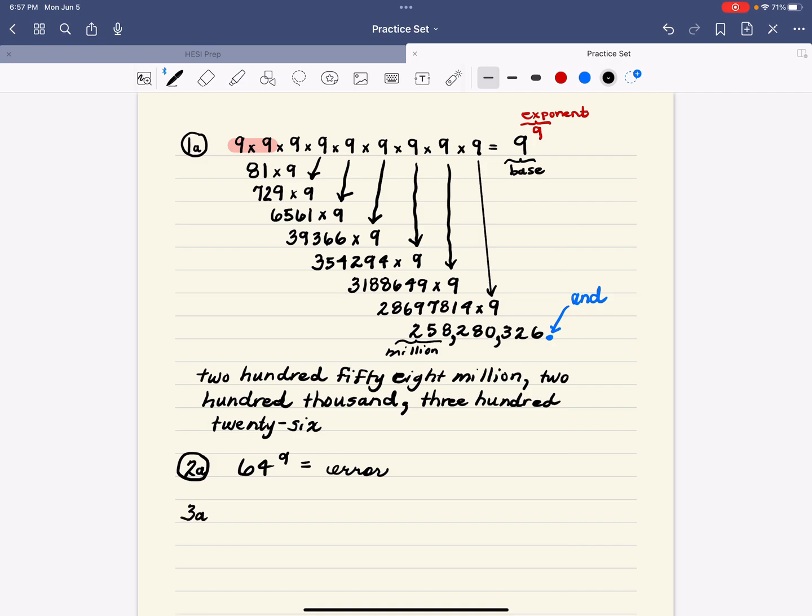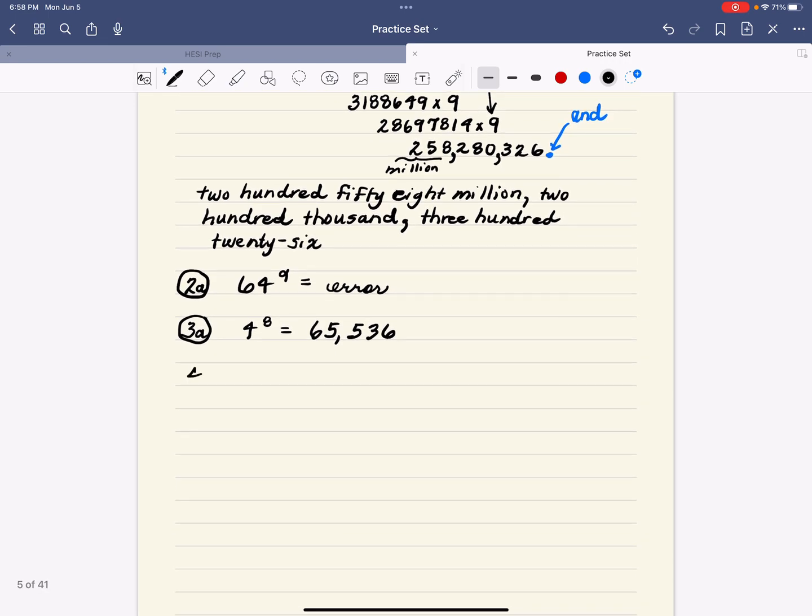Okay, so 3A, this one it will handle. We have 4 to the 1, 2, 3, 4, 5, 6, 7, 8th power. So we just have to do all clear and start typing them in. There's one of them, 2, 3, 4, 5, 6, 7, 8 equals 65,536. That one could be on the test because the calculator will do it.